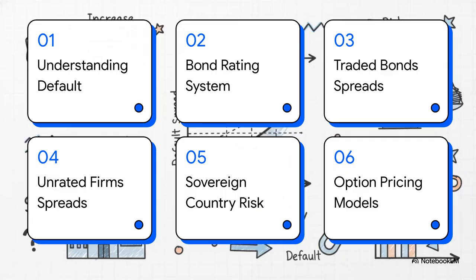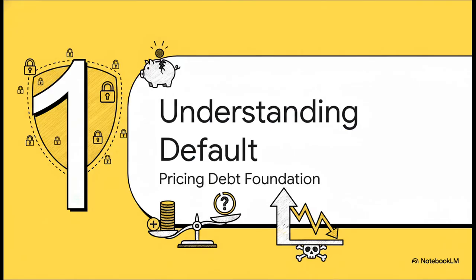We'll start with understanding default risk, move into the bond rating system, and tackle spreads for traded bonds. Then, things get really interesting as we level up to spreads for unrated firms, assessing sovereign country risk, and finally, advanced option pricing models. Okay, let's jump right in with Section 1, Understanding Default Risk, the foundation of pricing debt.